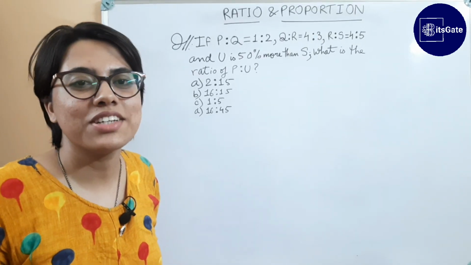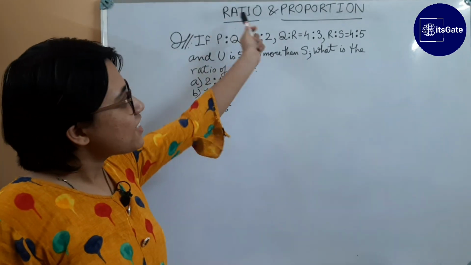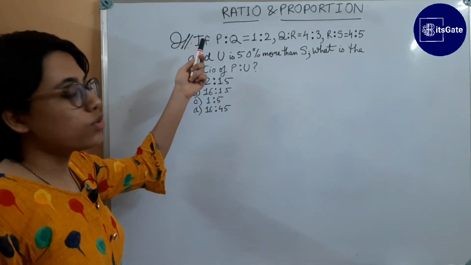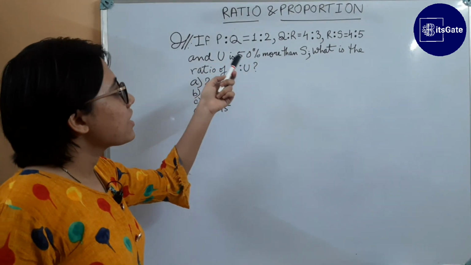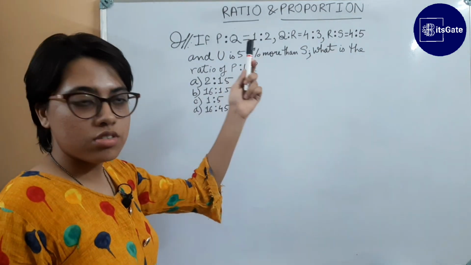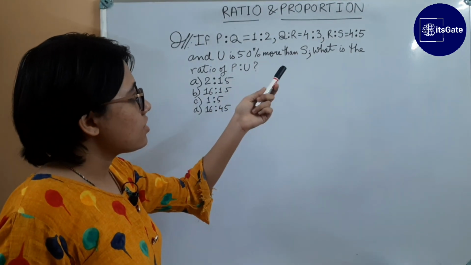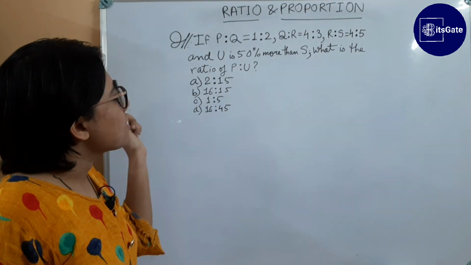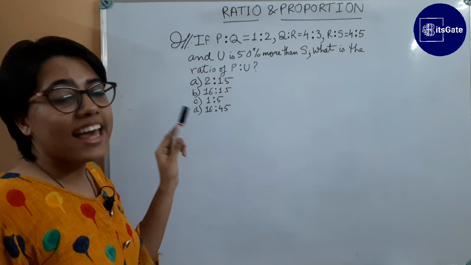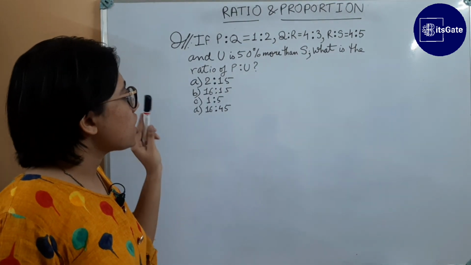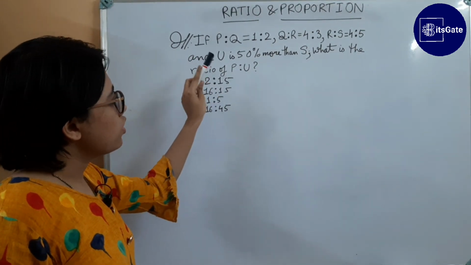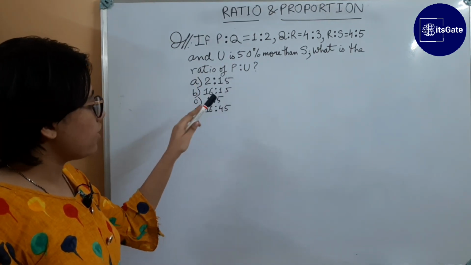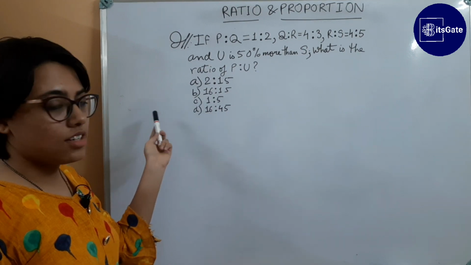So now we will be moving to our next subtopic, which is ratio and proportion. So let's take the question. If P is to Q is 1:2, Q is to R is 4:3, R is to S is 4:5, and U, which is a different variable, is 50% more than S, then what is the ratio of P is to U? We have options 2:15, 16:15, 1:5, and 16:45.